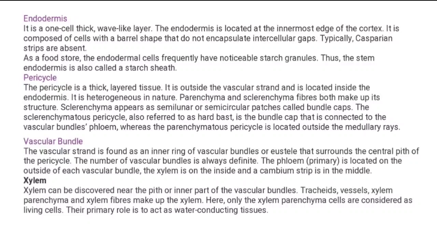Pericycle. Pericycle is a thick layered tissue. It is outside the vascular strand and is located inside the endodermis. It is heterogeneous in nature. Parenchyma and sclerenchyma fibers both make up its structure.